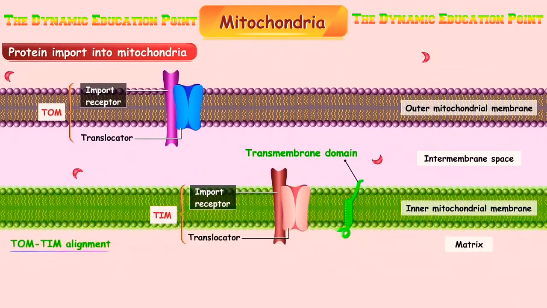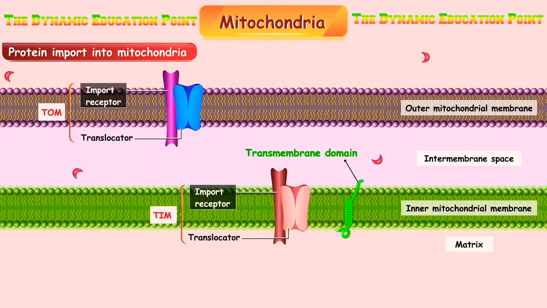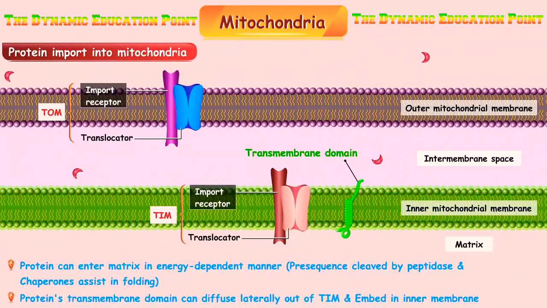The TOM-TIM alignment is also an important topic. Research suggests that the TIM tethers to the outer membrane and diffuses laterally until it comes in contact with the TOM, or the pre-sequence complex. Protein can enter the matrix in an energy-dependent manner. The pre-sequence is cleaved by peptidase, and chaperones assist in folding. Protein's transmembrane domain can diffuse laterally out of TIM and embed in inner membranes.